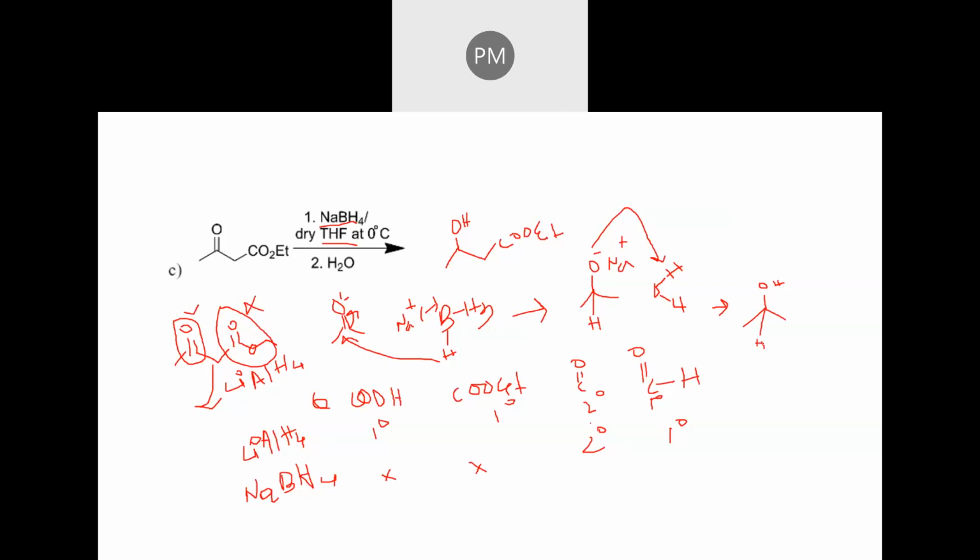So what do we have to remember here? We only have to remember that LiAlH4, lithium aluminum hydride, can reduce any center: carboxylate, aldehyde, ketone. But when both a carbonyl center and an ester center are present and we give NaBH4, NaBH4 only reduces the carbonyl center, but does not reduce any carboxylic acid center or ester center.